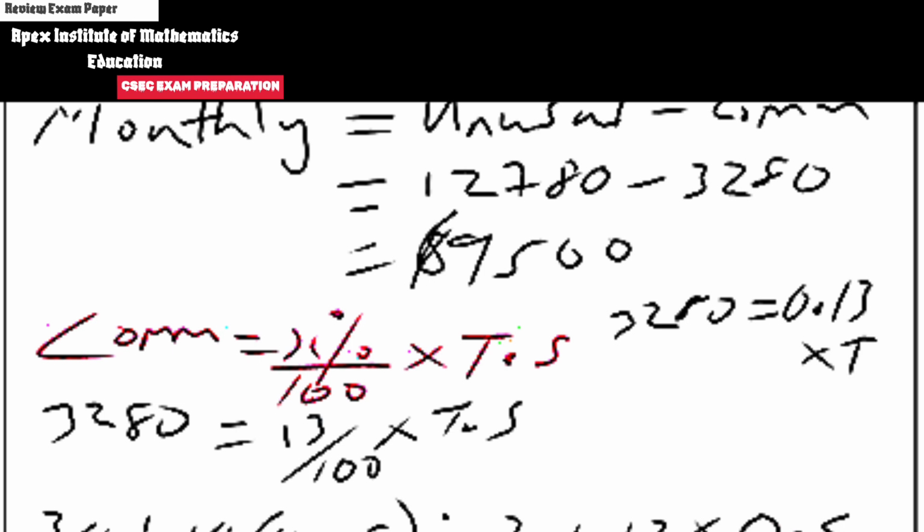So we're really just letting the formula guide us through the steps, guys. Right? We're writing everything line by line. So now, because the total sales is attached to the 0.13 by multiplication, then the opposite of multiplication is to divide. So we're going to be dividing the 3,280 divided by 0.13.